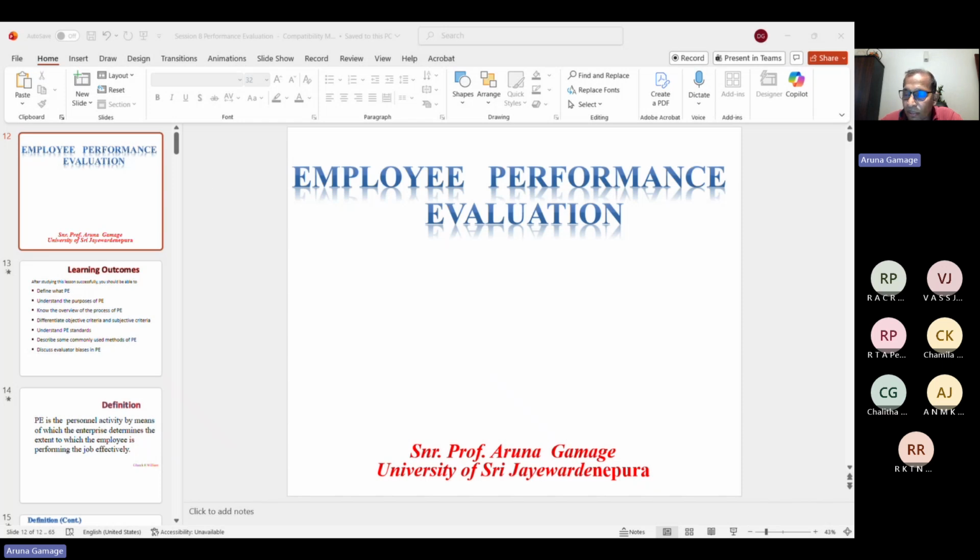And continuous assessment. You have to do continuous assessment, so we will discuss how we can do continuous assessment after the session.